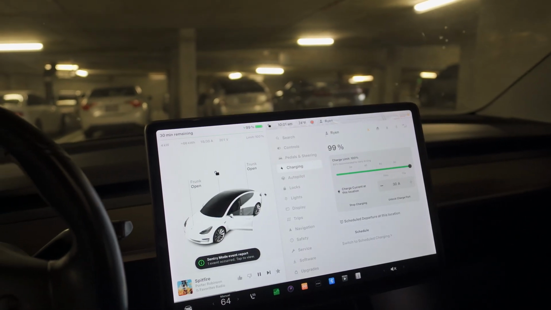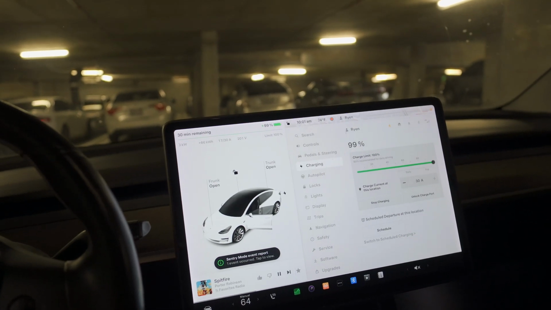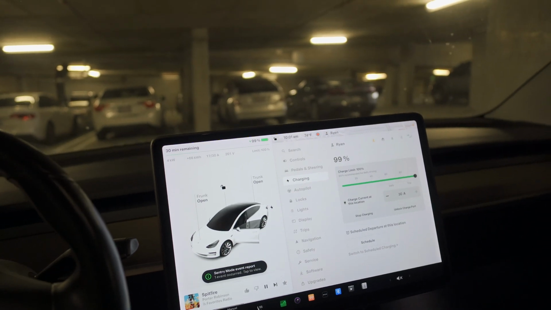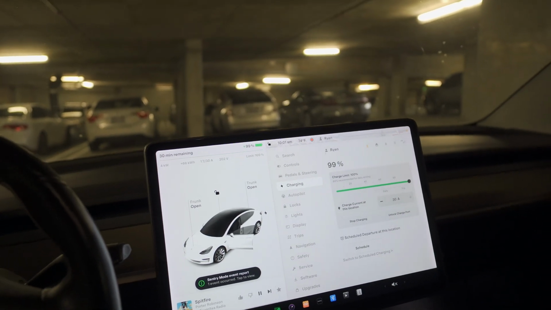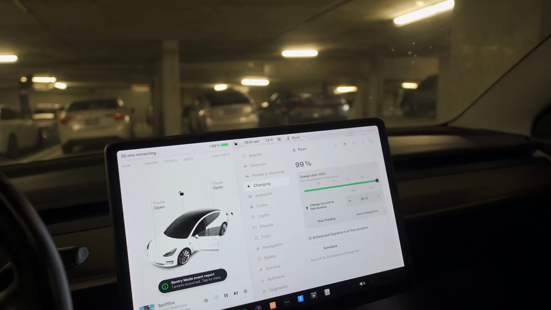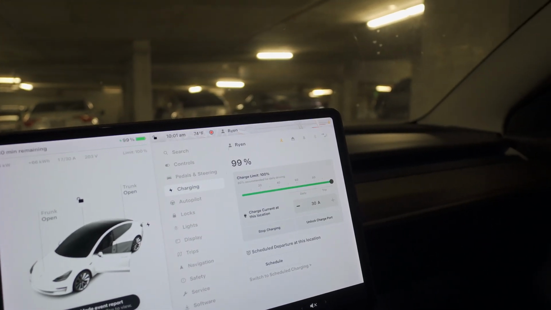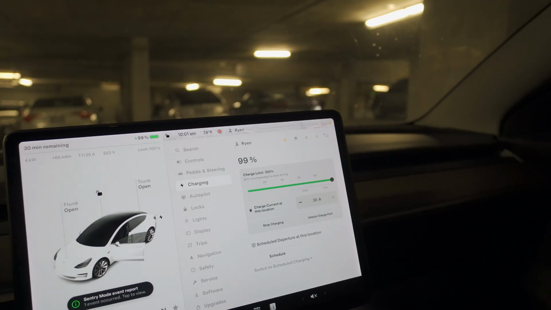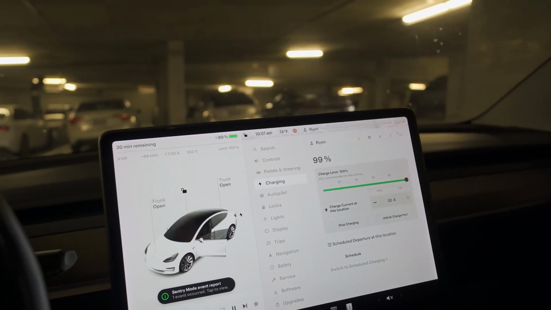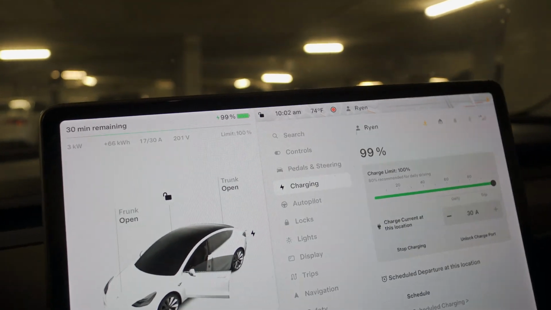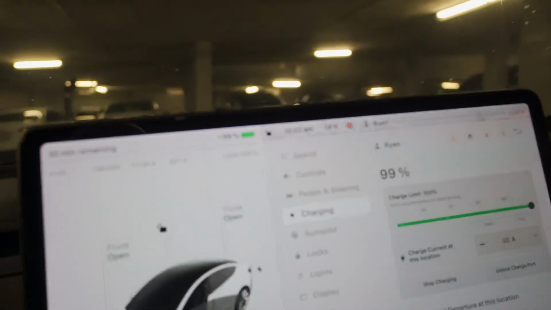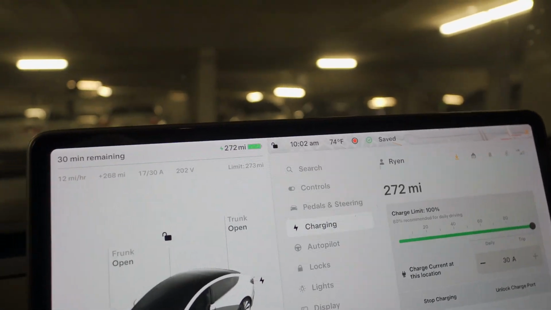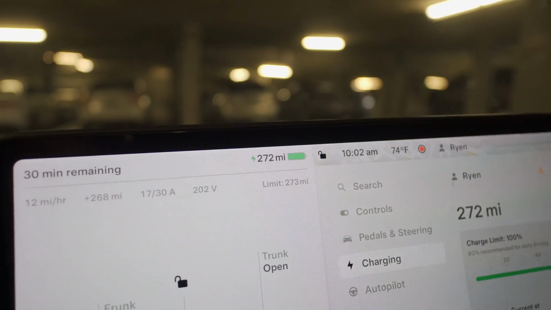So last night when I got home from work, it was actually down to 2% battery. So I decided it was a good opportunity to go ahead and give it another full charge. So I set the charge limit to 100% and I'm charging on AC level 2, so it's a nice slow charge. And you see now we're up to 99% again. And if I click over to miles, it's up to 272. So this is way better than the last time I charged it.